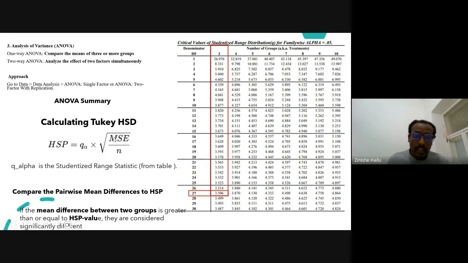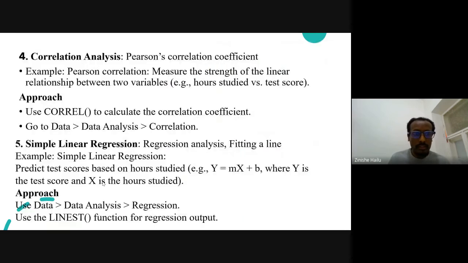The mean square error can be taken from the ANOVA summary, and this also. So you calculate the post hoc test value, and then you can compare between groups how it looks, whether there is a significant difference or not between the groups.